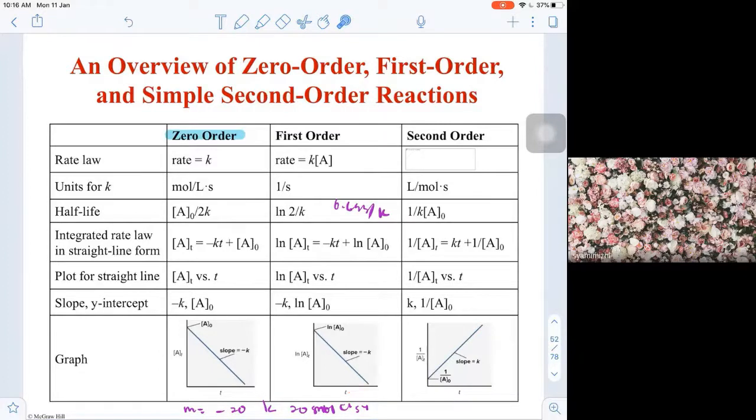As for the second order reaction, the rate law will be rate equal to k times A to the power of 2. Okay, and the unit for the rate constant is this. Okay, half-life not covered. This is the integrated equation. And then we will get a linear graph when we plot 1 over concentration versus time. And this is the graph.